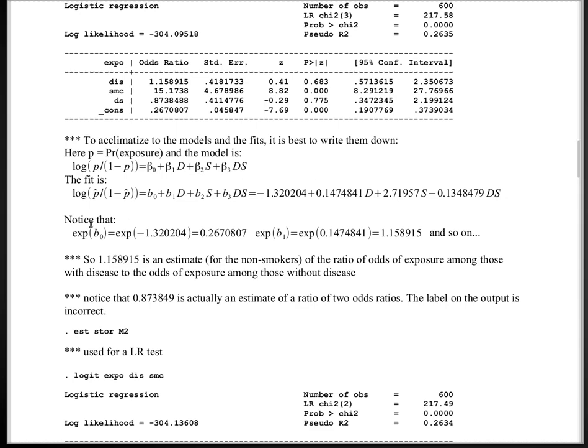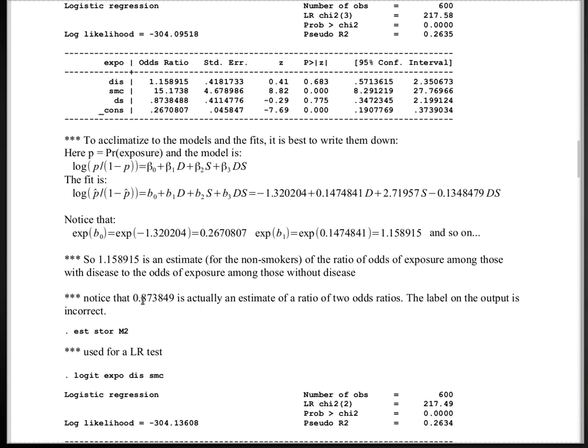And what do we see? We get some very familiar pieces here. Let's have a look. What is this number 1.15, which is the exponent of B1? Well, it turns out it's just the estimate of the odds ratio for the non-smokers. And there is the number right there. The 1.15 is the estimate of the odds ratio for the non-smokers.